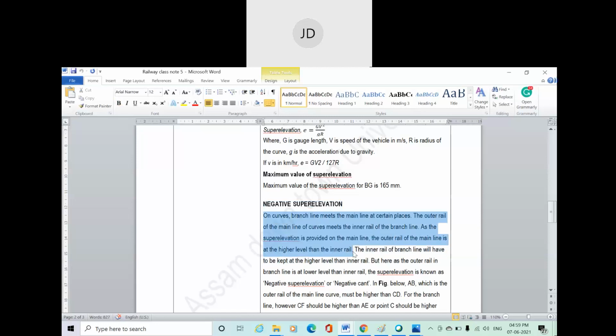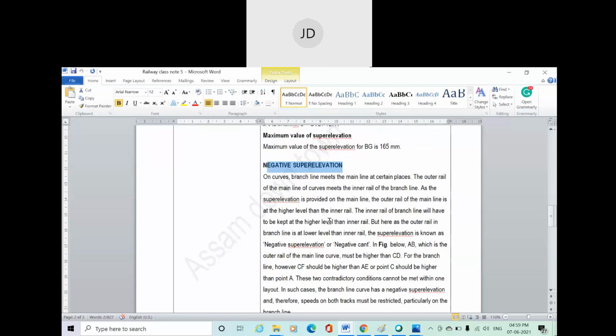Okay, and in some competitive exams, or even in competitive exam vivas, they usually ask about negative superelevation. It's very simple to understand, just concentrate here. On a curve, the branch line meets the main line at a certain place. What the branch line and main line are, we're going to discuss in a coming module. Anyway, I'm showing you a diagram.